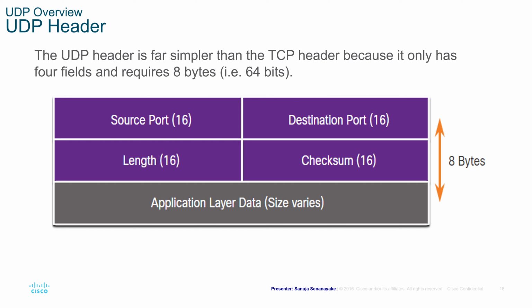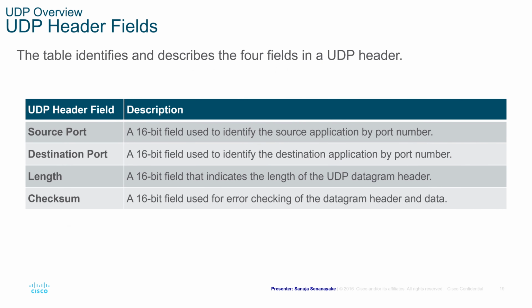UDP header. The UDP header is far simpler than the TCP header because it only has 4 fields and requires 8 bytes. So that's a very important concept that you should also know. Those 4 fields include the source port, destination port, length, and checksum. If you look at the TCP header, you should know all of these 4: source port, destination port, length, and checksum.